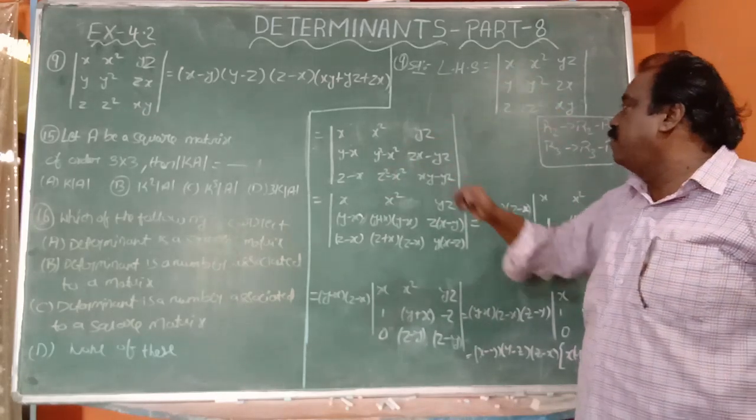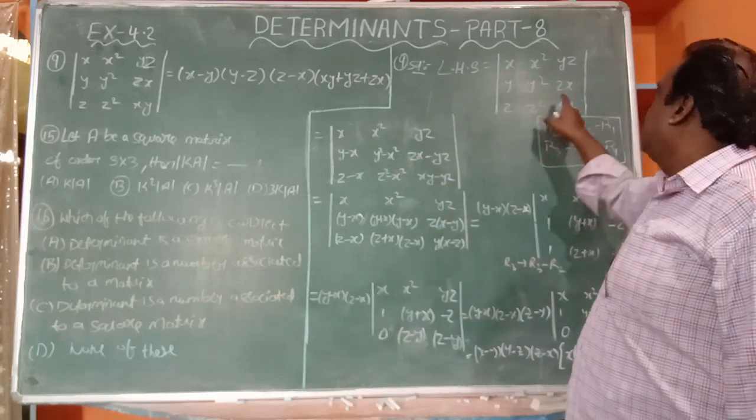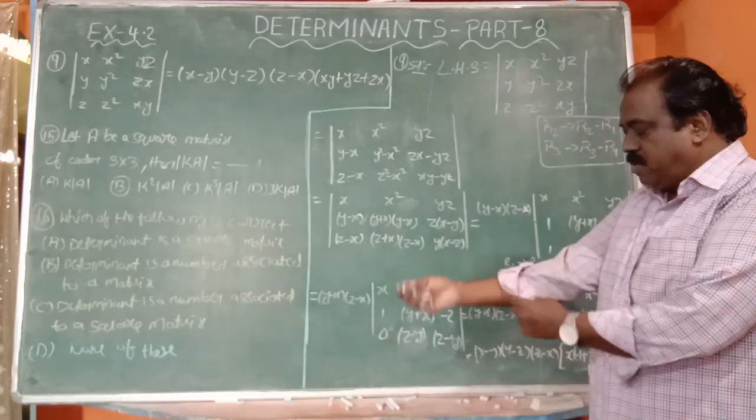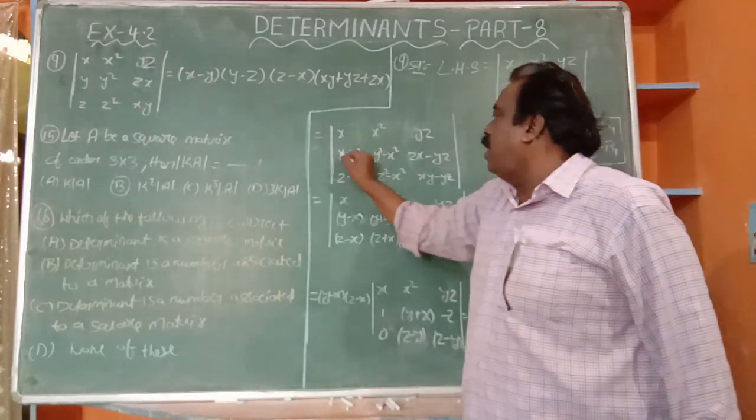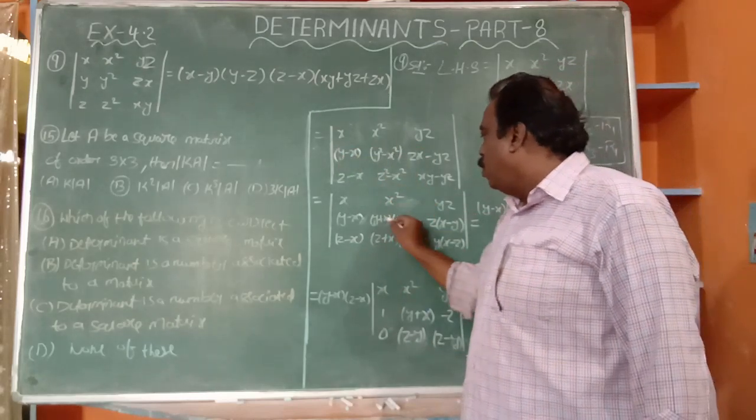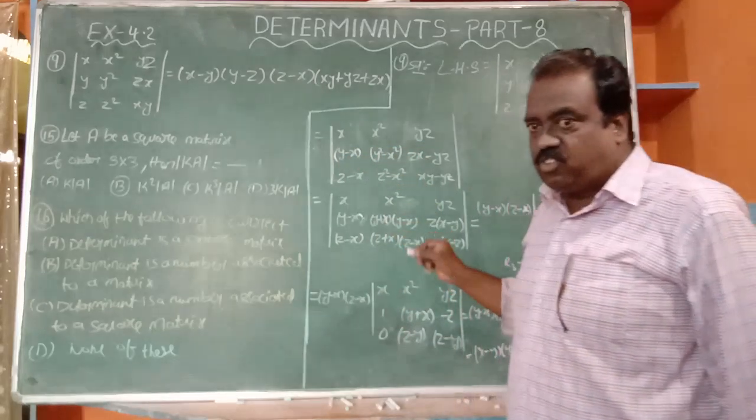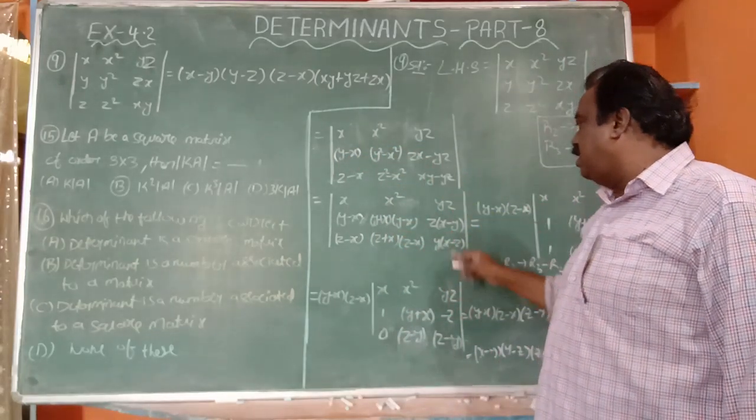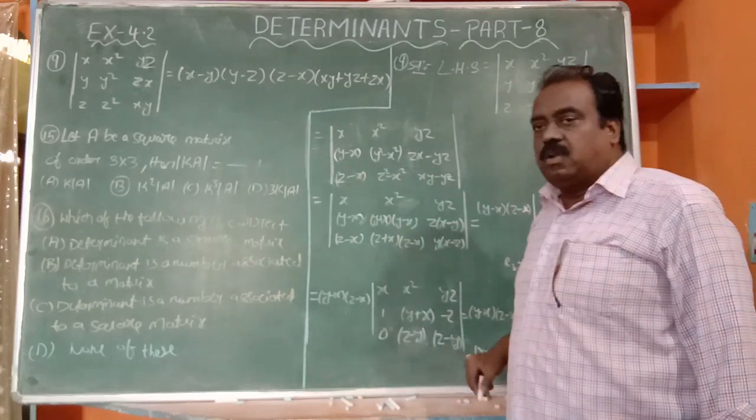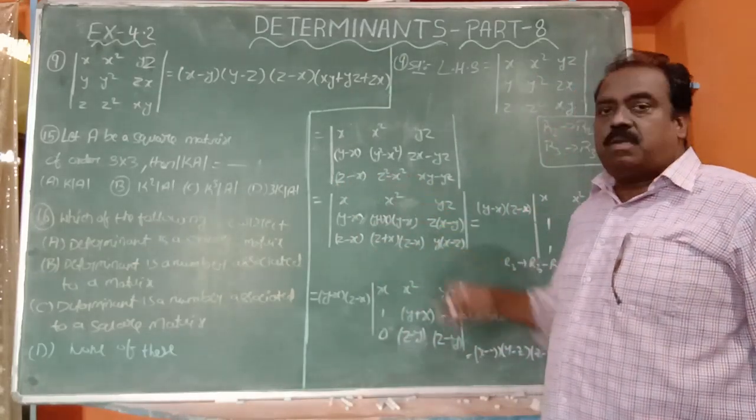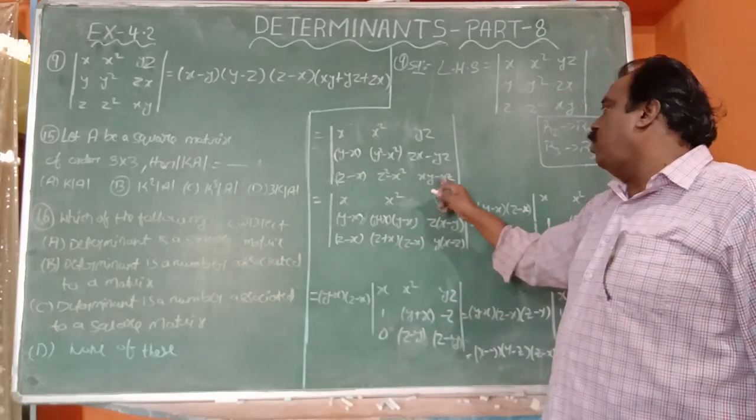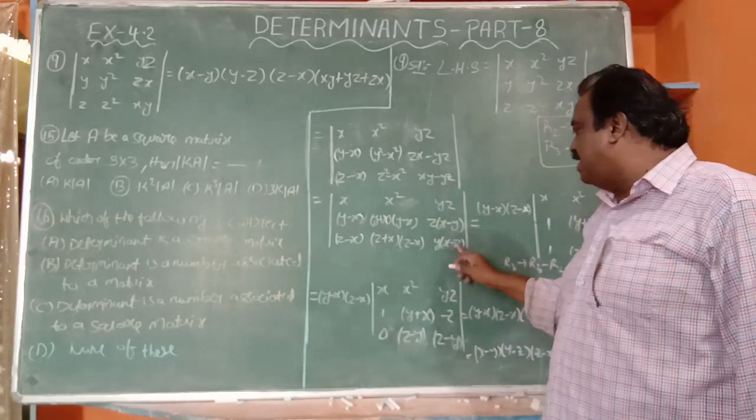Z minus x, z square minus x square, xy minus yz. Here you are observing, this is y minus x. Here y square minus x square, which means y plus x times y minus x. Zx minus yz: z is taken common, z of x minus y. Here also, in the third row, z minus x, z square minus x square means z plus x times z minus x. Here y is common, y of x minus z.